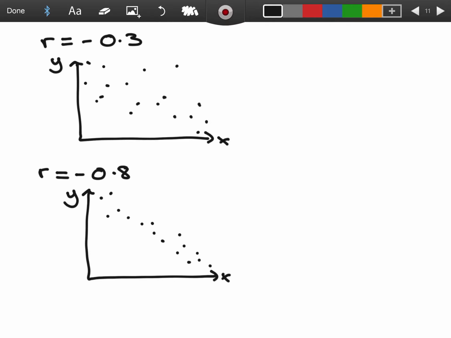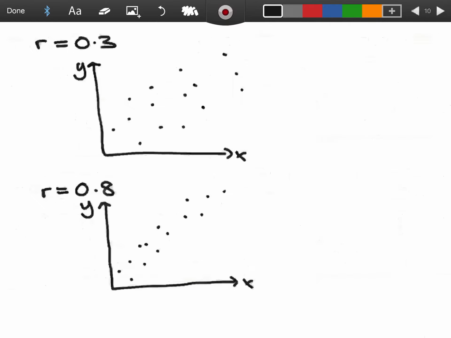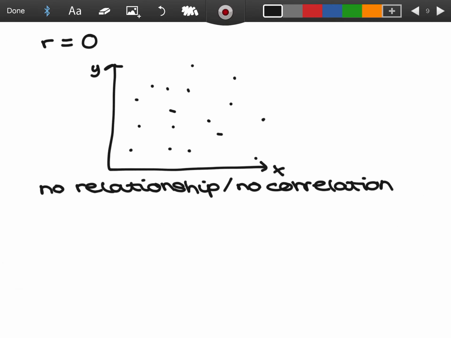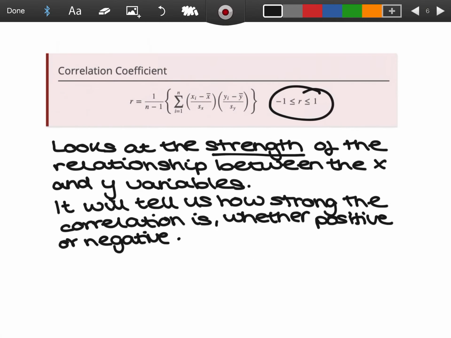I'm going to show you how to do this using a calculator, because if we look back at our correlation coefficient, you do not need to calculate this thing by hand. It's a horrible formula and I would never ask you to do it by hand, but our calculator will do it for us. Our calculators will also calculate the line of best fit that goes through our data points, which we're going to look at later on.